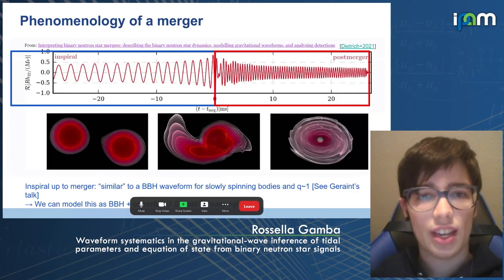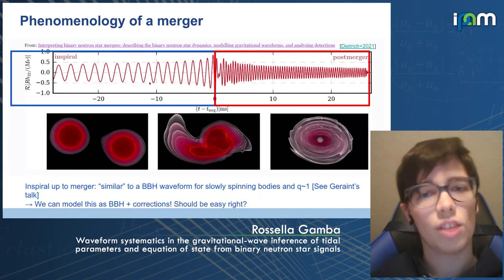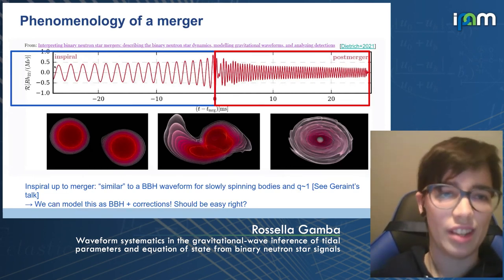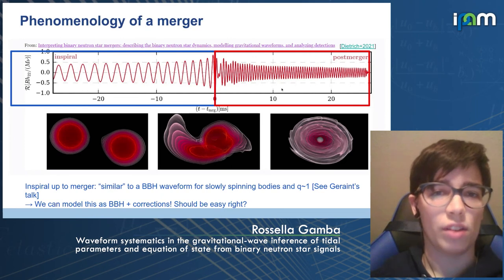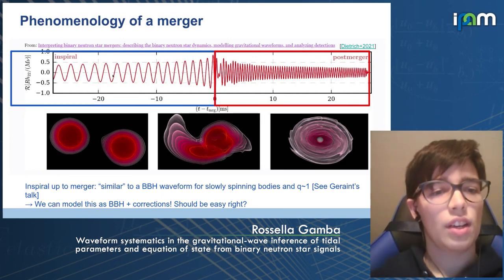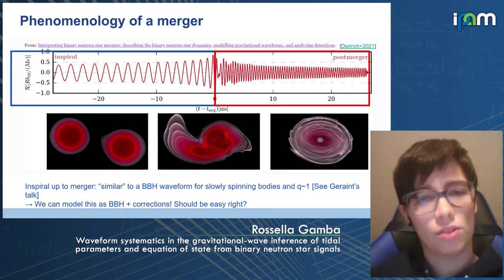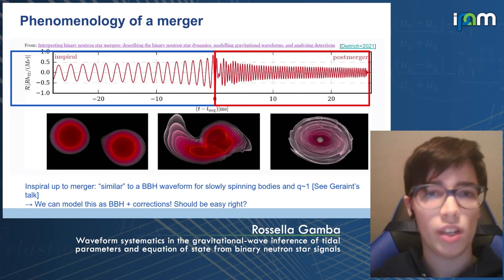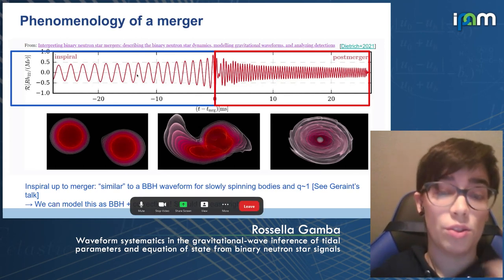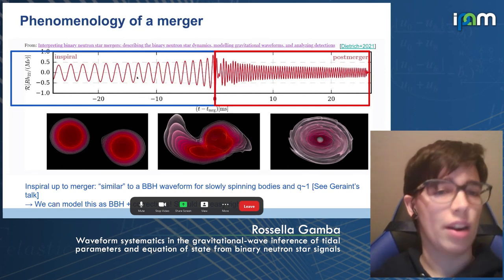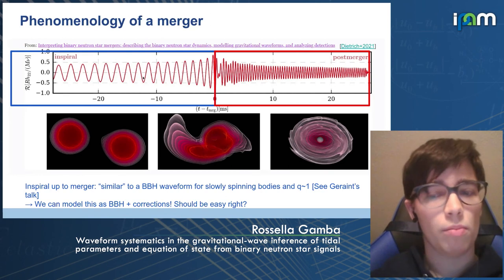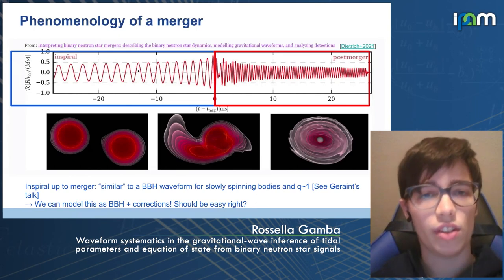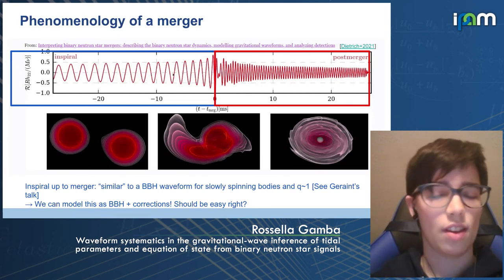So if you take a look at this image over here on top, you see the gravitational wave emitted during the inspiral up to the merger in this blue rectangle, and instead the post-merger phase in this red one. So forget about the red, just focus on the blue. And you will see that, well, the inspiral up to the merger gravitational wave kind of looks similar to what we have seen during this past week and also in the previous talk. So it kind of looks similar to the gravitational waves emitted by a binary black hole system for slowly spinning bodies with mass ratio approximately one, let's say, in the sense that we still do have a monotonic increase of the amplitude and the frequency in this case.